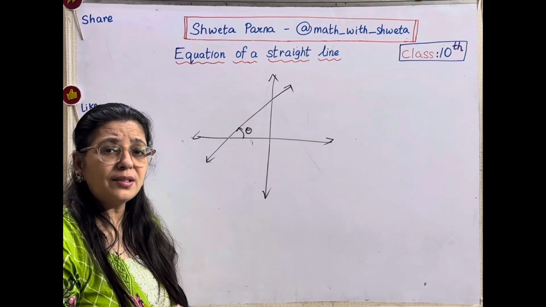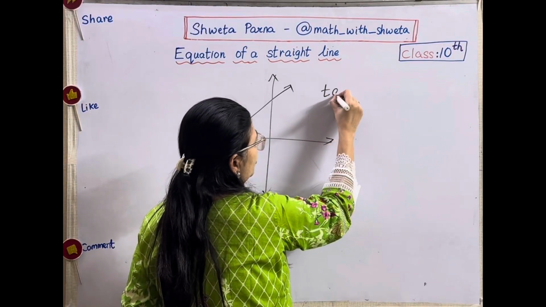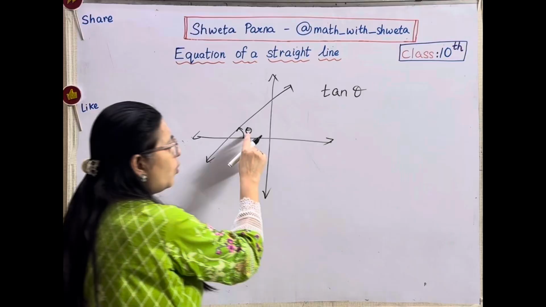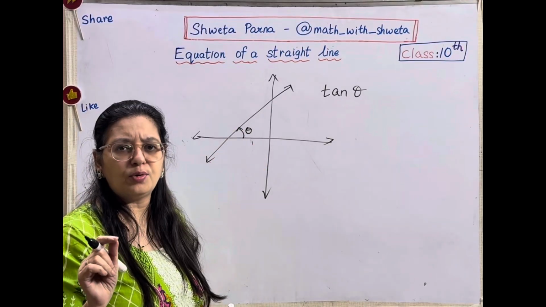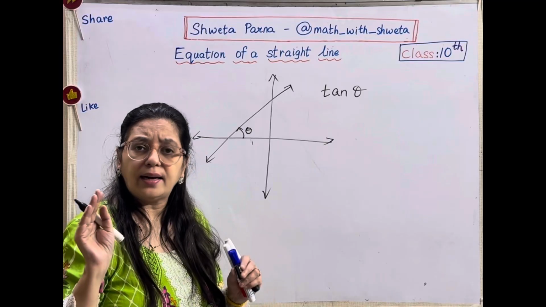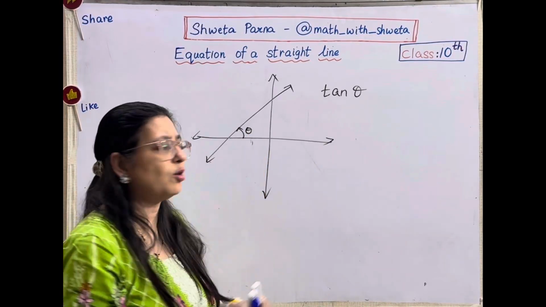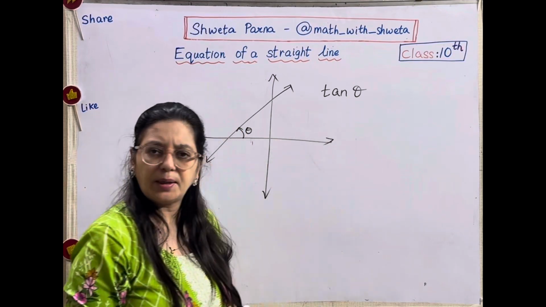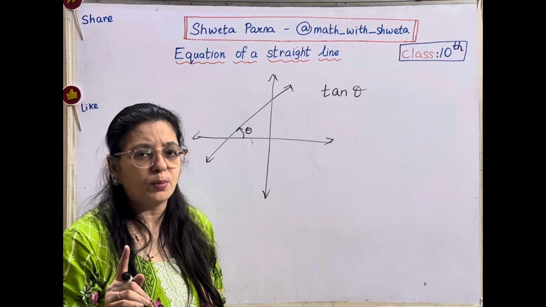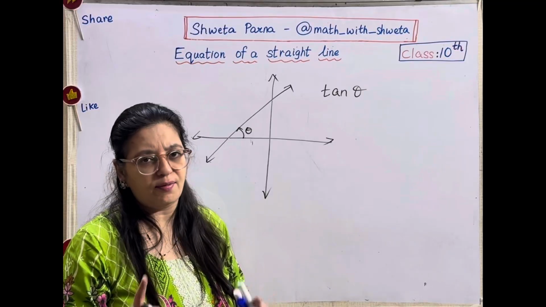Okay, so what is the slope? The slope is always measured as tan theta. Whatever angle of inclination you have found or is given in the question, take tan of that angle. So if the theta value is 60 degree, the slope would be tan 60. Okay, this is one formula to find slope when the angle of inclination is given to you.